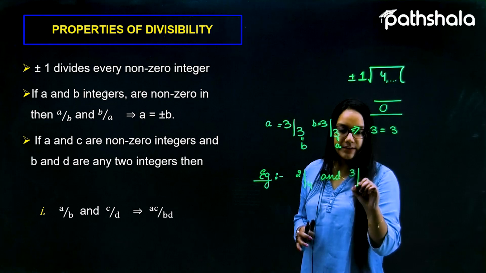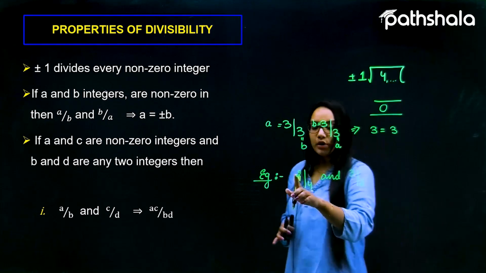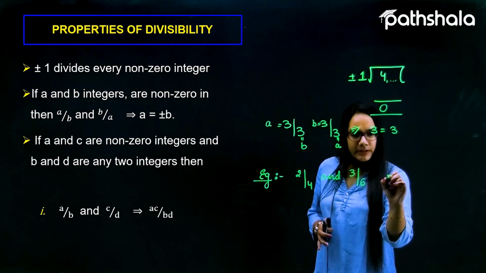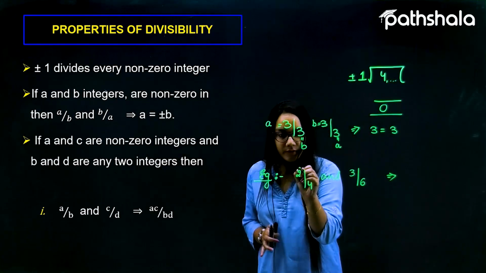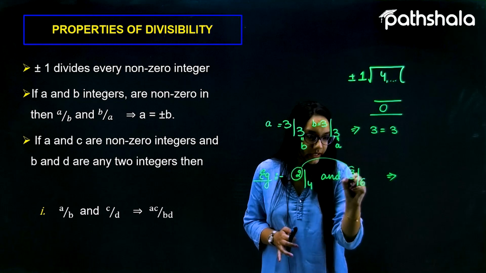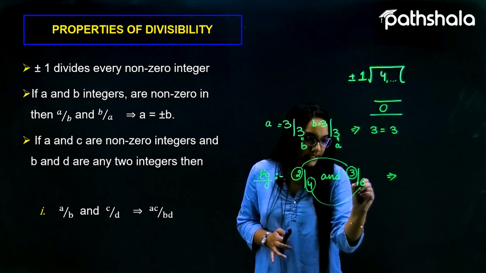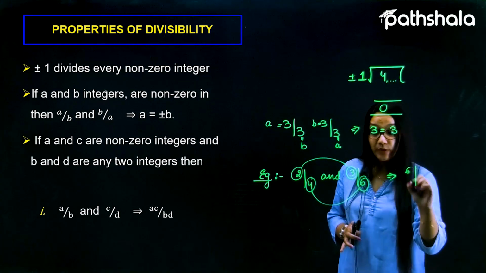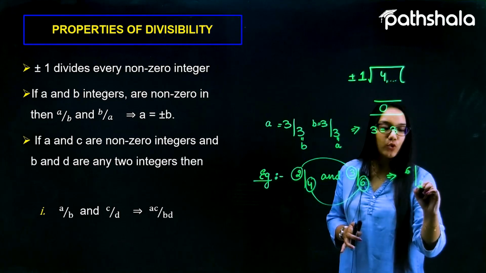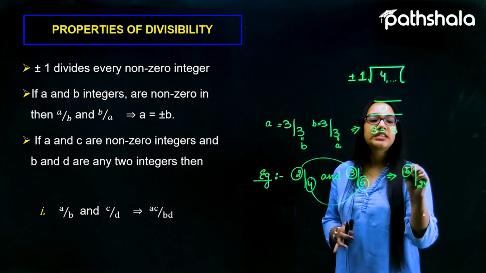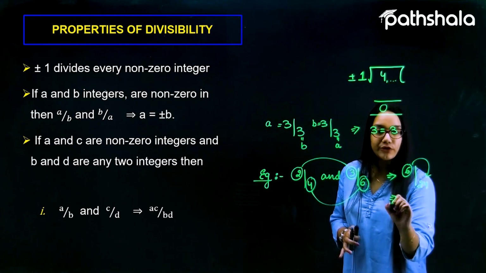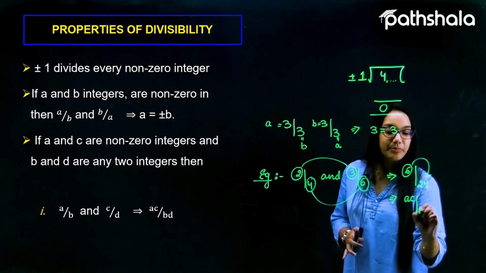So we can say 3 divides 6. Obviously here 2 will divide 4, 3 will divide 6. And when we multiply 2 with 3 and 4 with 6, 2 with 3 is nothing but 6, and 4 with 6 is nothing but 24, then obviously 6 divides 24. So this representation is nothing but of the type AC divides BD.